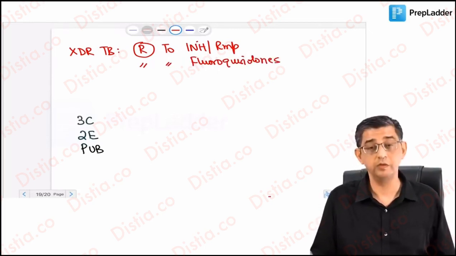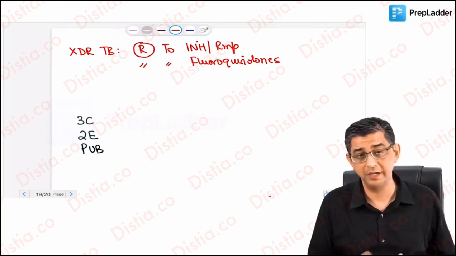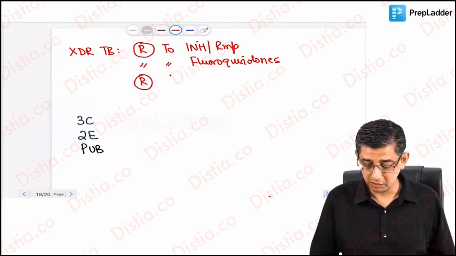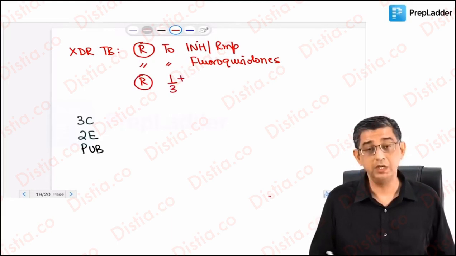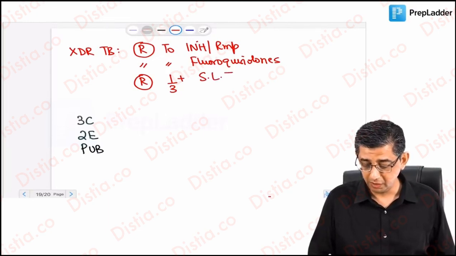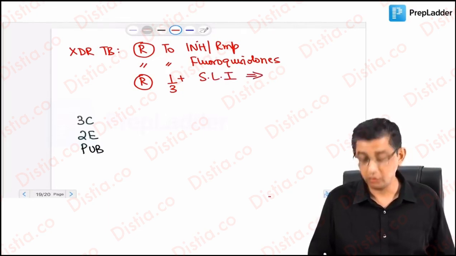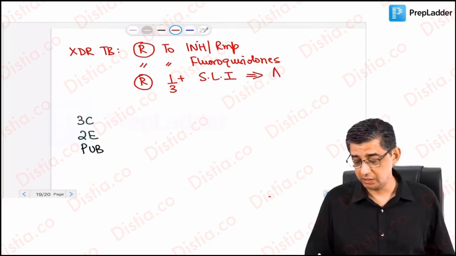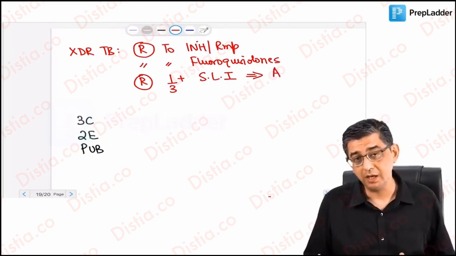You would notice mainly levofloxacin is the one that is used, and a once a day tablet is more than sufficient. Along with this, the person will be having resistance to any of the three injectables that I'm going to write here. So SLI means that we are having resistance to any one of the three second line injectables. These second line injectables can be remembered as ACK.